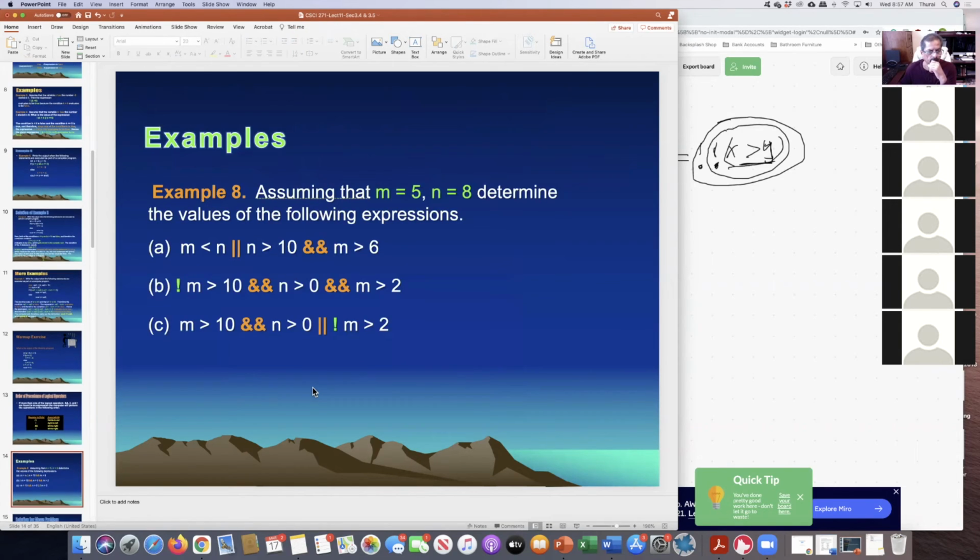Okay, so let's do an example exercise. I want you to evaluate these, and each one is going to evaluate to a true or false, and you just need to give me those. And you have to follow that order of precedence, otherwise you'll get the wrong answer.